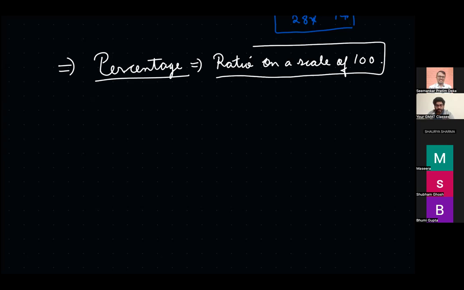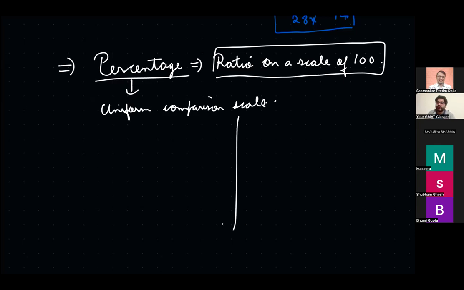Why do we need percentage? Because we need a uniform comparison scale. Let's take a very simple example. Let's say two folks studied from two different colleges. One of them took an exam of 800 marks and another took an exam of 700 marks. Out of 800, this person got, let's say, 600. And out of 700, let's say this person got 595.